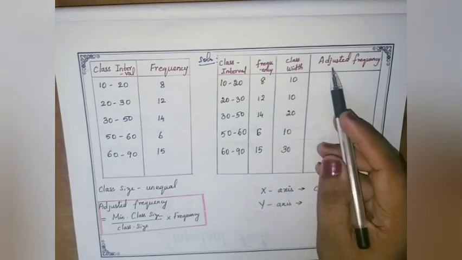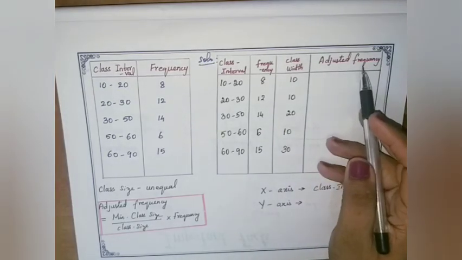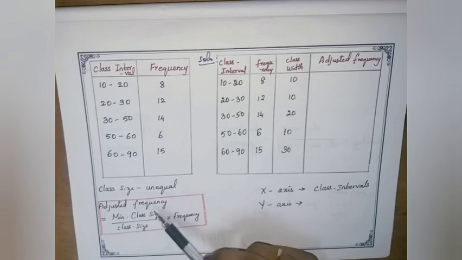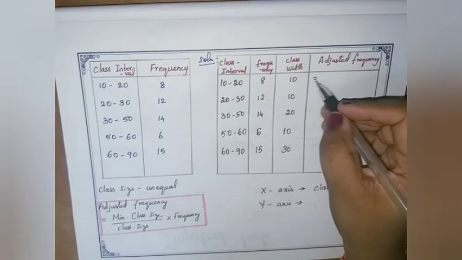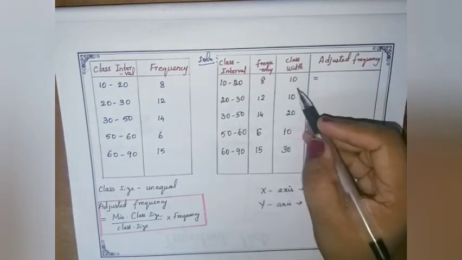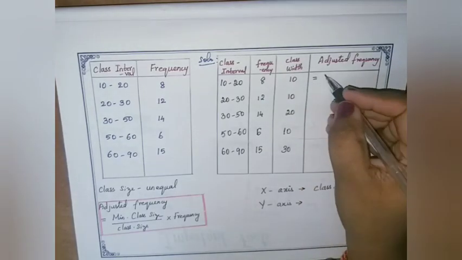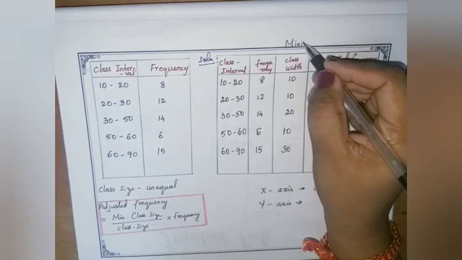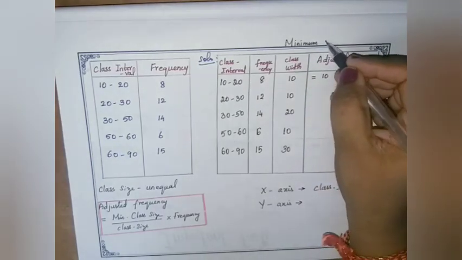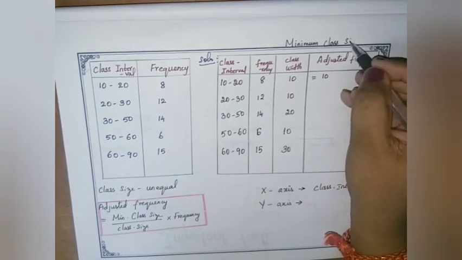For this, we want to use the adjusted frequency. We know that adjusted frequency is nothing but minimum class size divided by class size of the class, into the frequency of the class. If you do here, the minimum class size is 10. 10 is the minimum class size. We want to mention it as the minimum class size. We are taking it as 10.